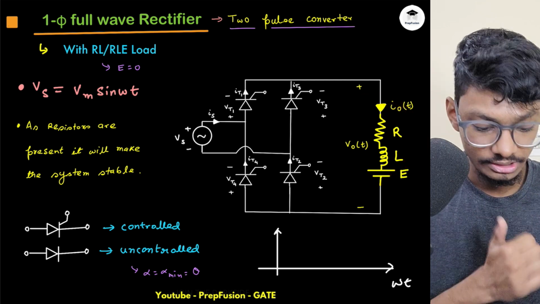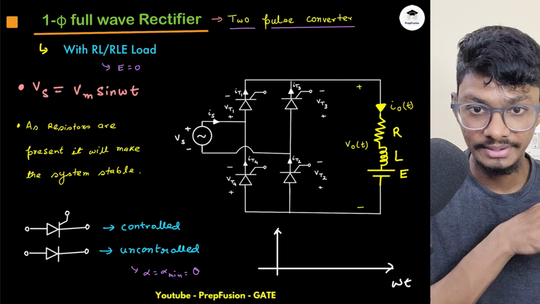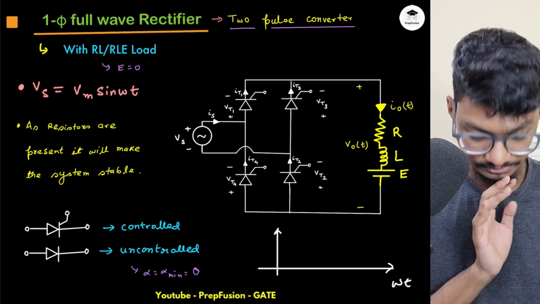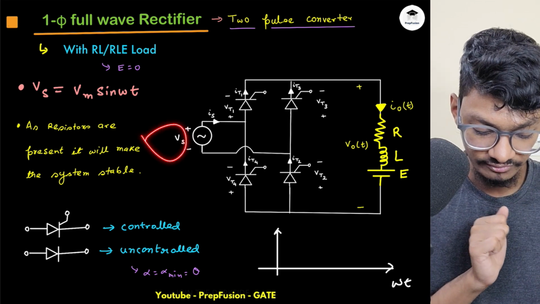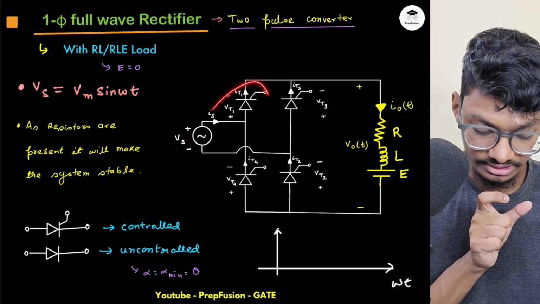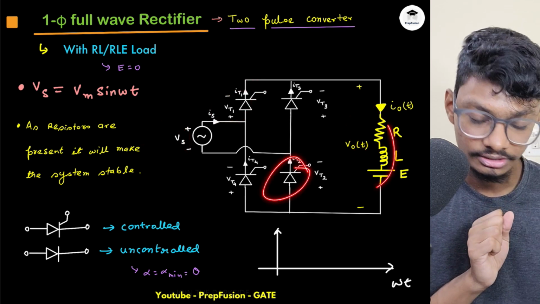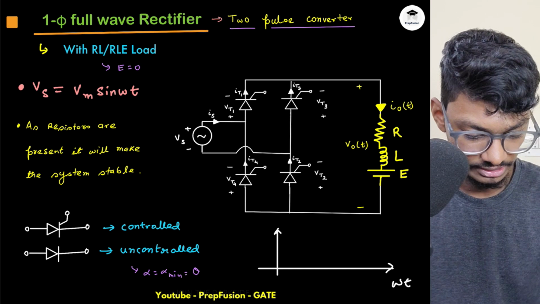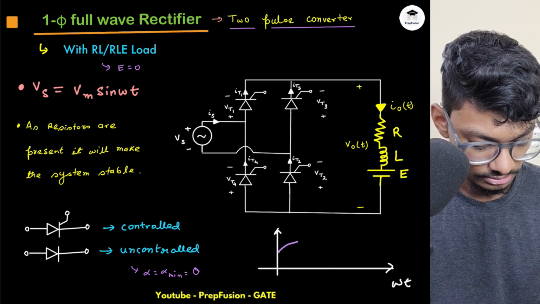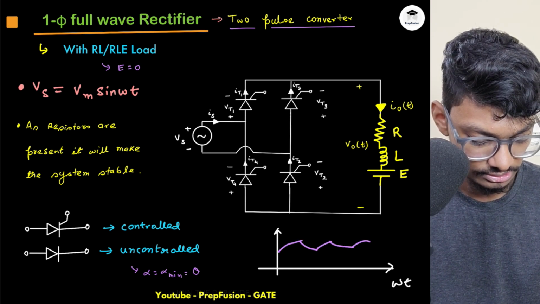Now what will happen is, from alpha to pi, or pi minus theta, it will charge. Then from pi minus theta to pi plus alpha again it will discharge, because this will be negative and this will be positive. Still the inductor will keep these SCRs on and this will discharge. So the current will be something like this. It will charge, then discharge, charge, then discharge.